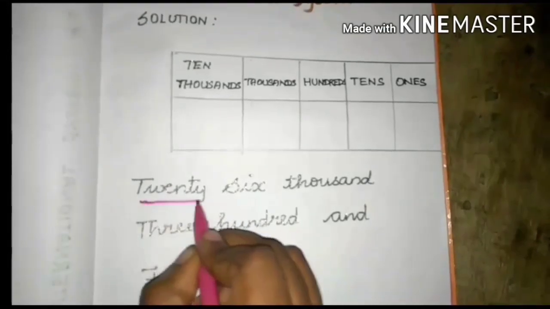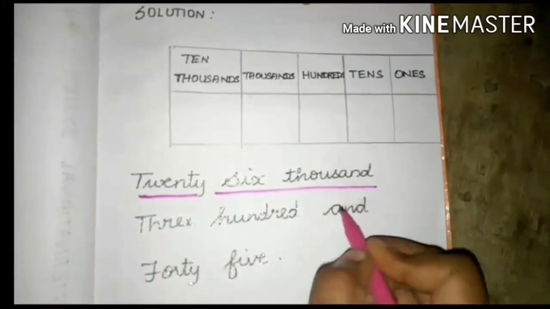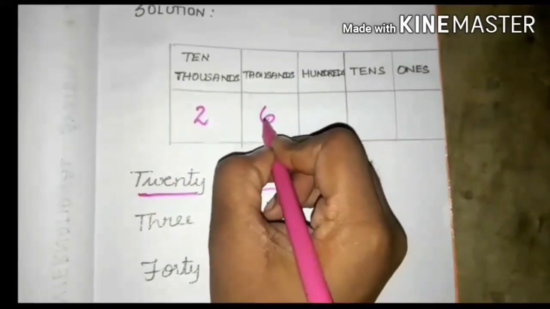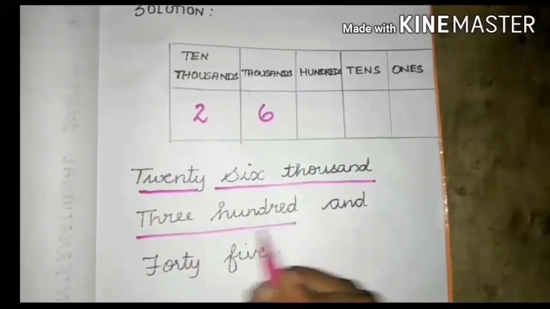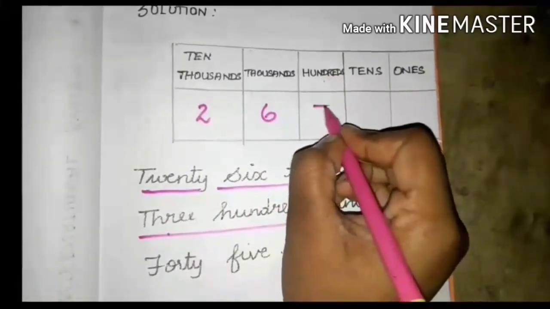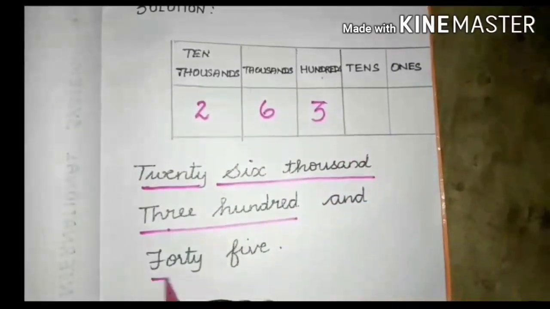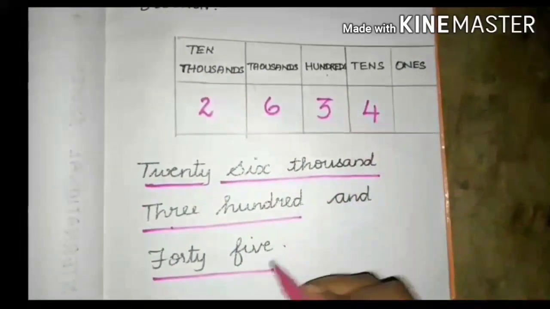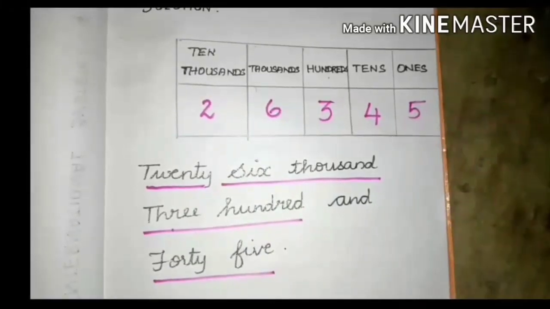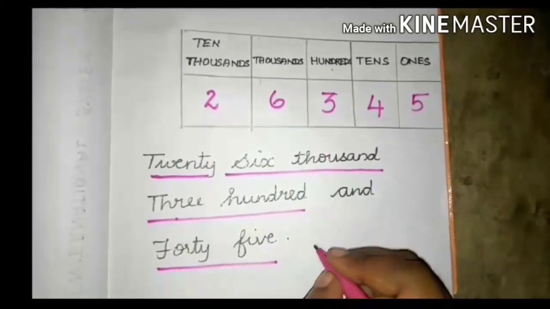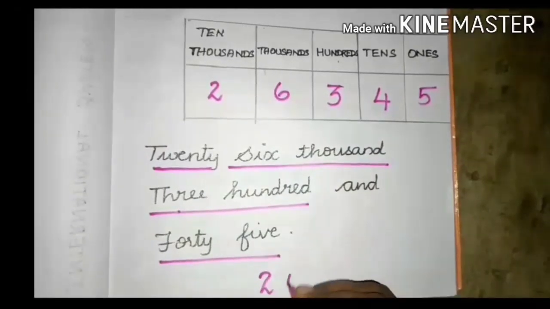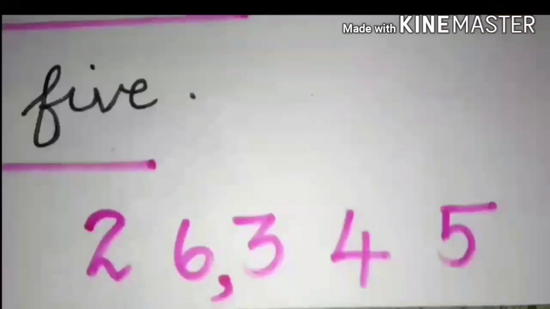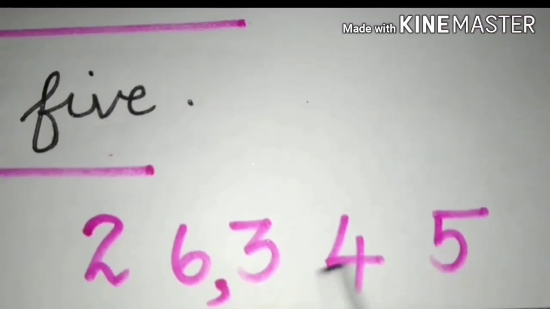First, you have to write 26,000 in the place value: 2 in the place of 10,000, 6 in the place of 1,000. Then you have to write the 300: 3 in the place of 100. Then 45: 4 in the tens place and 5 in the ones place. Then you have to write the number in the Indian system: 2, 6, 3, 4, 5. The first comma should be placed after the 100 place.